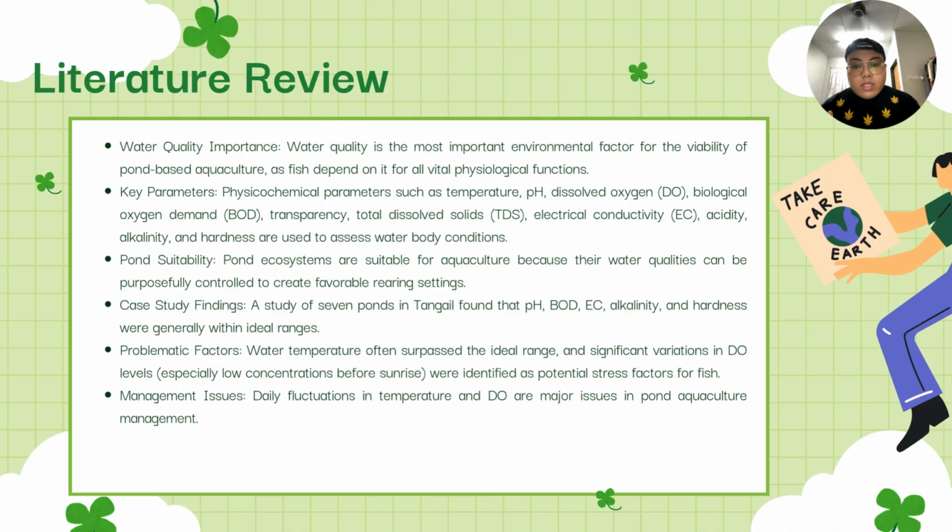So for problematic factors, water temperature often surpassed the ideal range, and significant variations in DO levels, especially low concentrations before sunrise, were identified as potential stress factors for fish. So for management issues, the fluctuations in temperature and DO are major issues in pond aquaculture management.